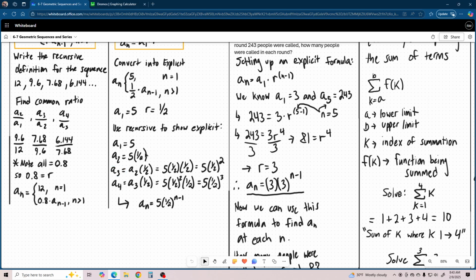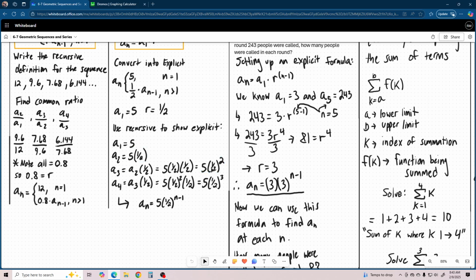Well, a sub 3 is this whole piece, 5 times 1/2, times 1/2, because we're going to keep multiplying it by 1/2. So a sub 3 equals a sub 2 times 1/2, which equals 5 times 1/2 times 1/2, which equals 5 times 1/2 squared, because we're taking 1/2 and multiplying it by itself. So this becomes 5 times 1/2 squared. Okay, so that was a sub 3.